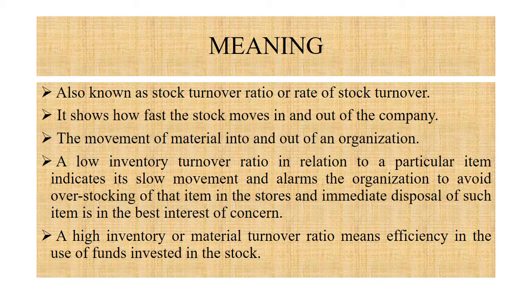Material turnover ratio is also known as stock turnover ratio or stock velocity. It indicates the speed with which the raw materials have been consumed in production. It gives the number of times in a year the stock is used up and replenished. A low inventory turnover ratio compared to the industry average and competitors means poor inventory management, which indicates either a slowdown in demand or overstocking. While a high inventory or material turnover ratio means efficiency in use of funds invested in the stock.